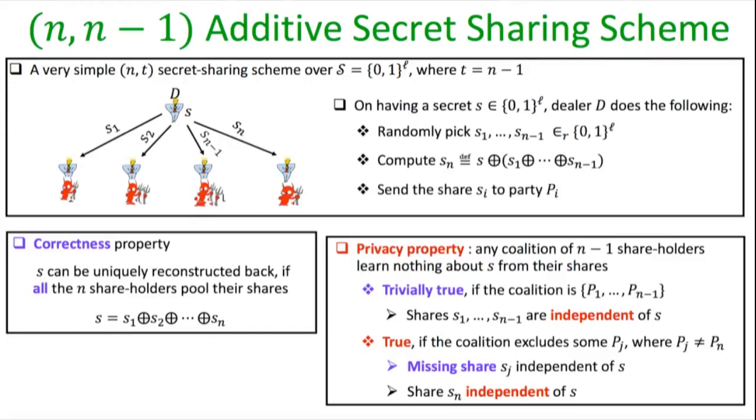So to do that, what the dealer does is the following. The first n minus 1 shares it randomly picks. So this notation belongs to and subscript R denotes that these values are randomly chosen from the set of L bit values. So the first n minus 1 shares are random strings of length L bits. So these will be the shares for the first n minus 1 participants. And once the shares for the first n minus 1 participants are picked, the share for the last participant is decided as follows. It is set to be the XOR of the first n minus 1 shares and the secret S.